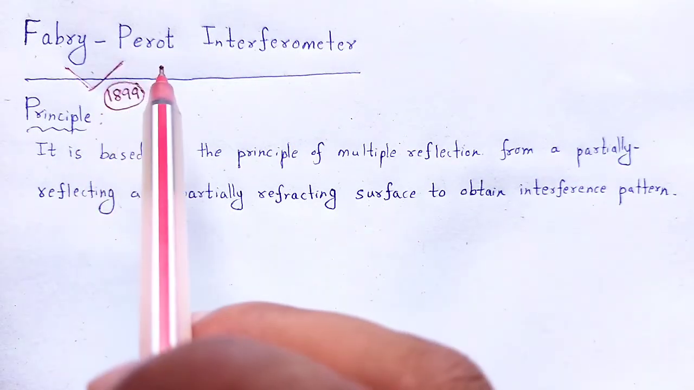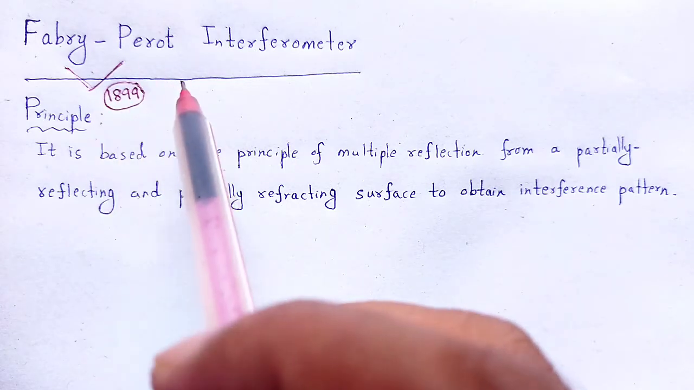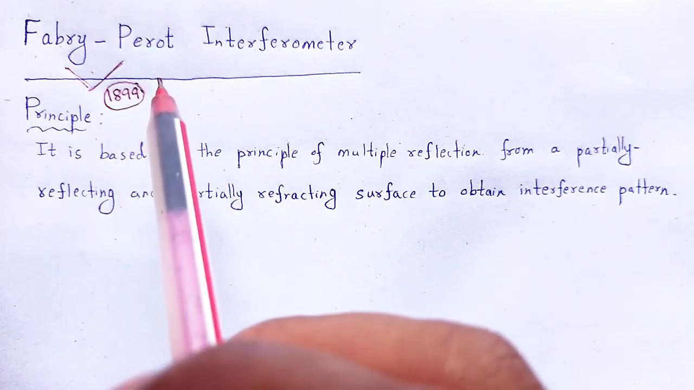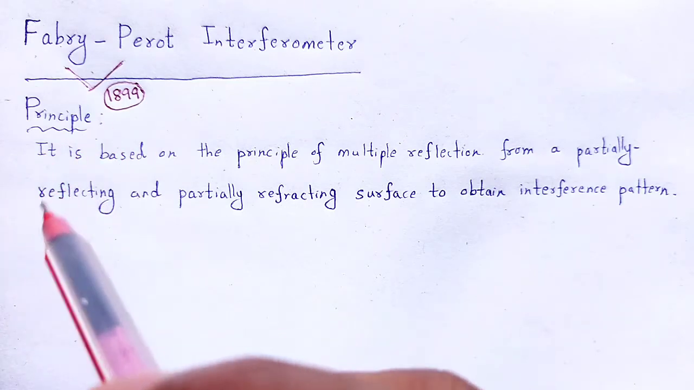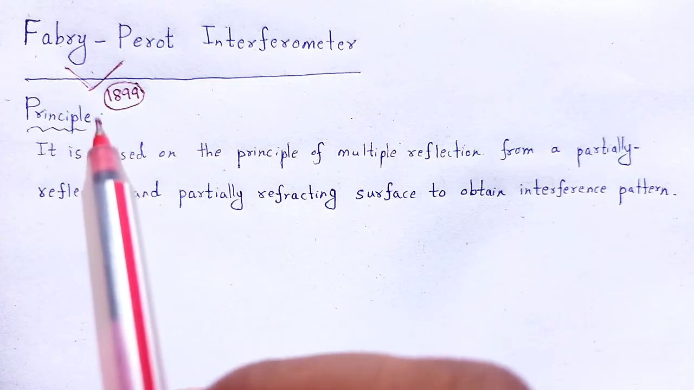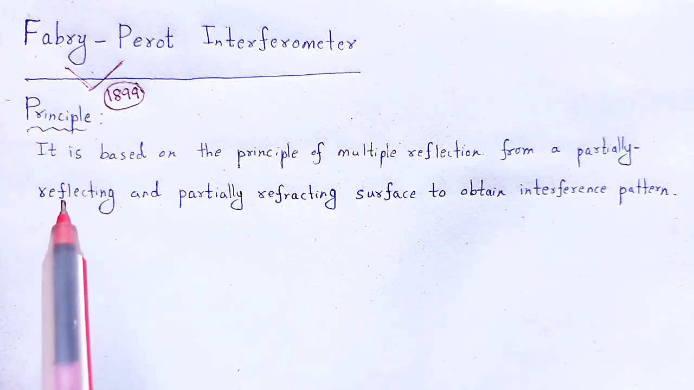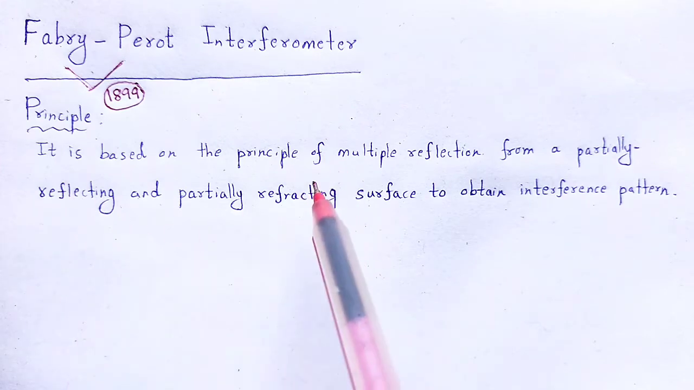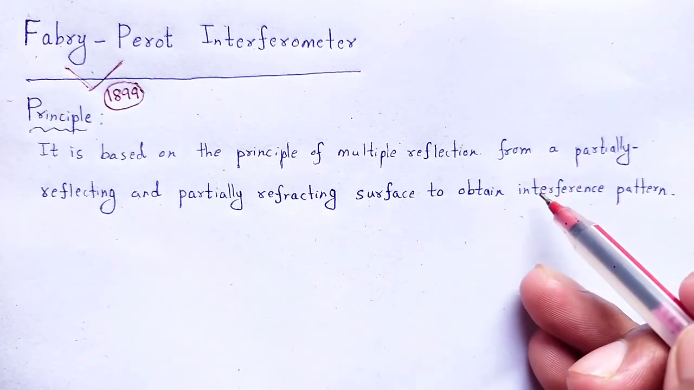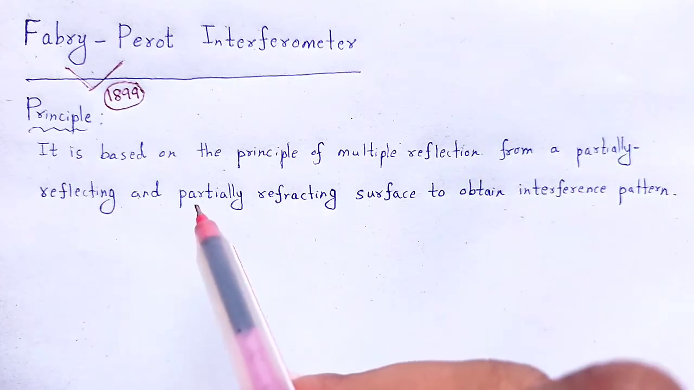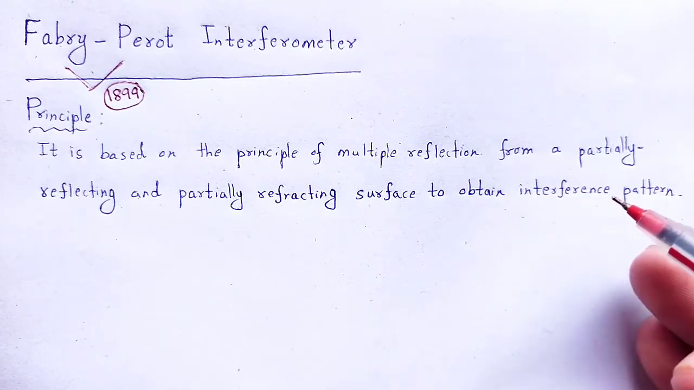It differs from Michelson interferometer and contains plane surfaces which allow multiple rays of light to produce sharp interference pattern. It acts on the principle of multiple reflection from a partially reflecting and partially refracting surface to obtain interference pattern.